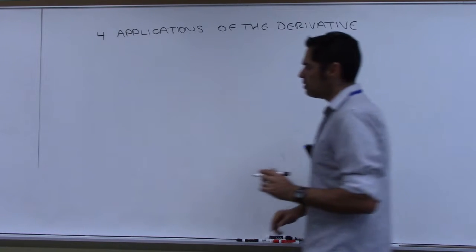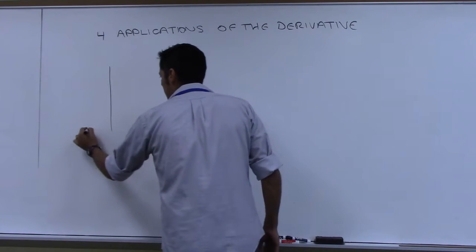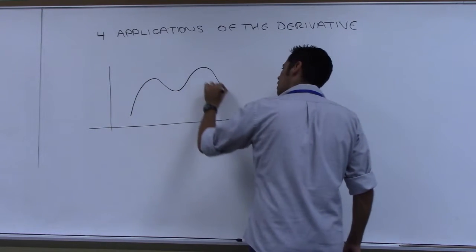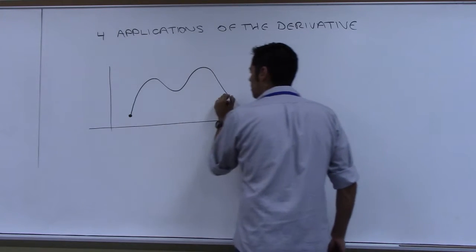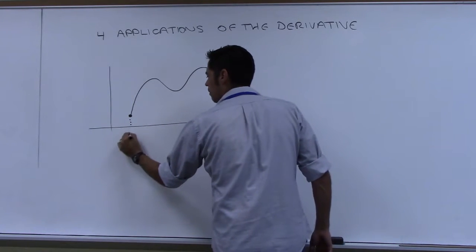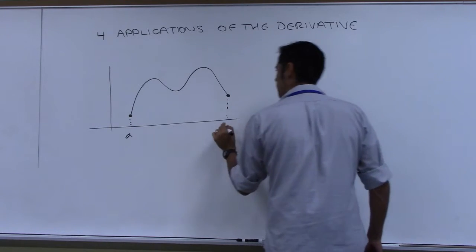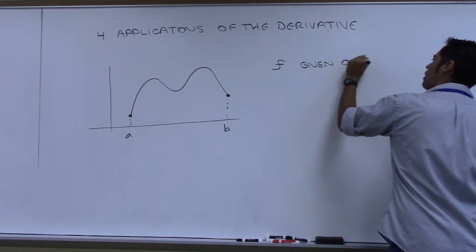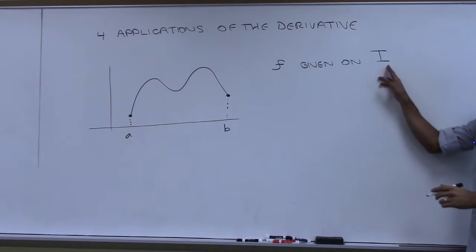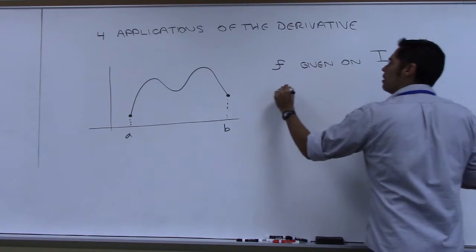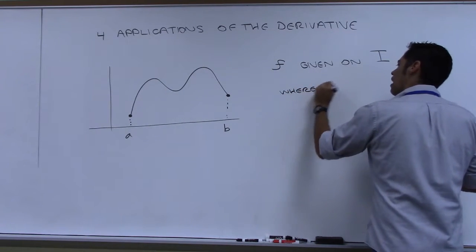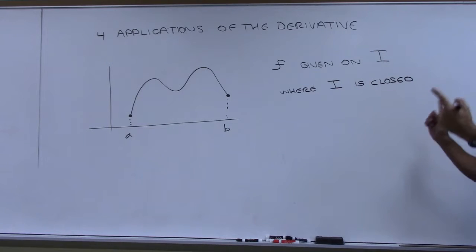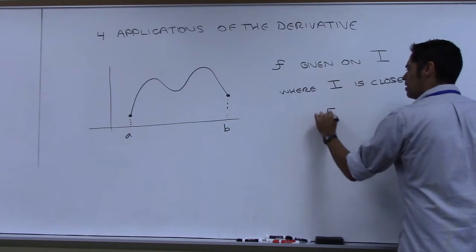First, if somebody gives you a function, and let's say that function is defined on a closed interval. So f is given to you on capital I, which is going to stand for an interval where I is closed. Closed means it includes both the endpoints and everything in between. So in this case, it would be the interval AB.